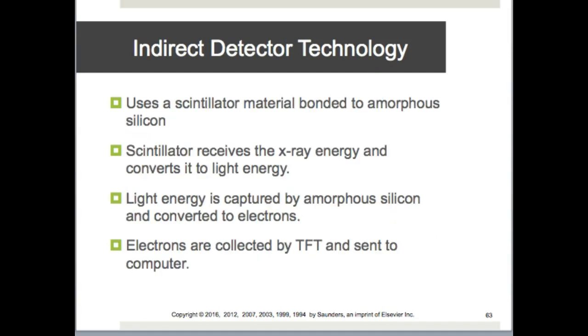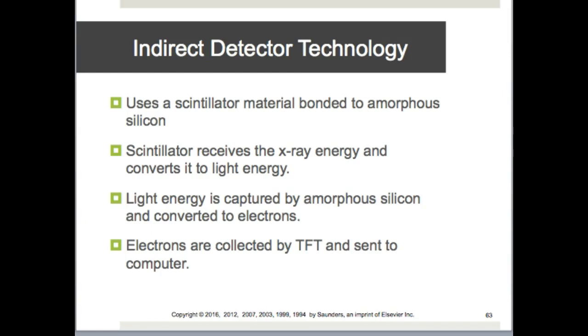Indirect uses a scintillator material bonded to amorphous silicon. The scintillator receives the X-ray energy and converts it to light. The light energy is captured by amorphous silicon and converted to electrons. Electrons are collected by the TFT and sent to the computer.